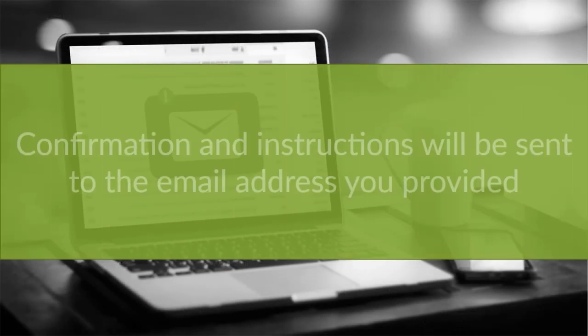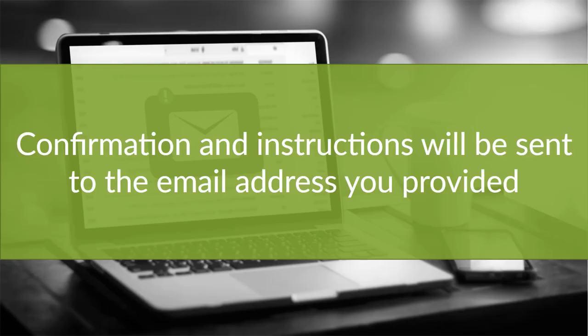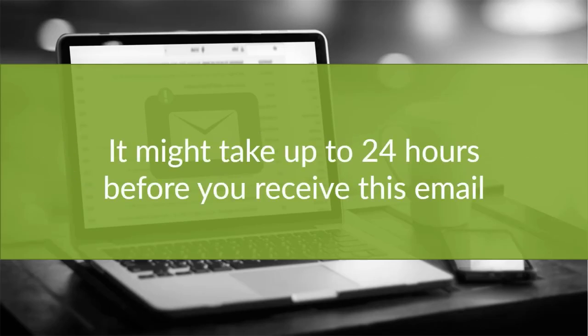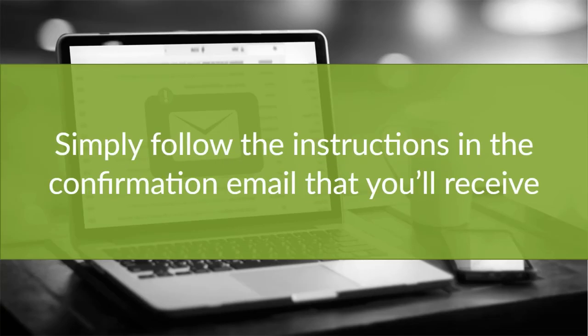After you submit your registration information, confirmation and instructions will be sent to the email address you provided. It might take up to 24 hours before you receive this email. Prior to sending you the email confirmation, the Juniper system needs to verify and validate all your information. To finalize your registration and create a password for your account, simply follow the instructions in the confirmation email that you'll receive.